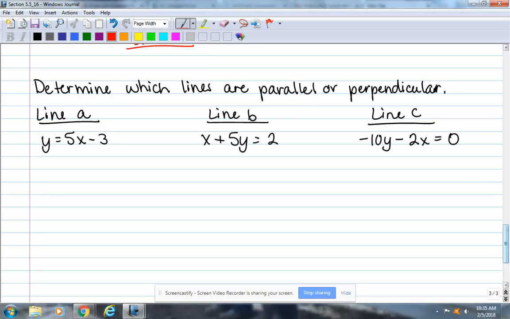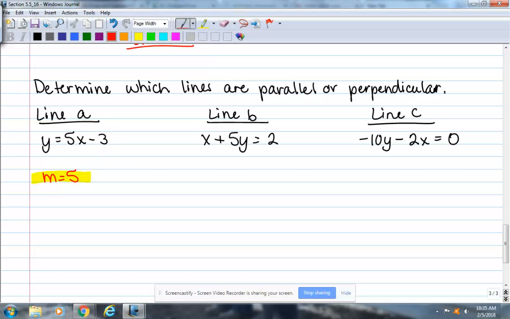So line A is our friend. Why is line A our friend? It's already in slope-intercept form. So what is the slope of line A? Its slope is 5. And I didn't have to do any work to line A. Thank you, line A.